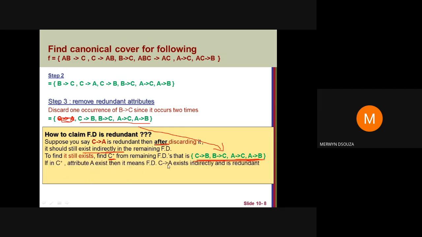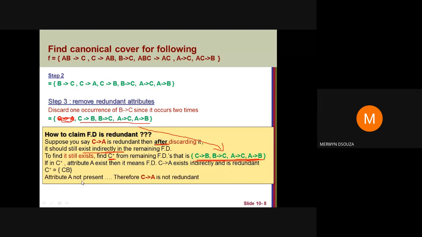So we find the C closure, and if in the C closure A exists, then we can claim that C determines A exists indirectly and is therefore redundant. Therefore, find C closure from the remaining FDs after discarding C determines A. So the C closure is giving you C and B. It does not give you A.